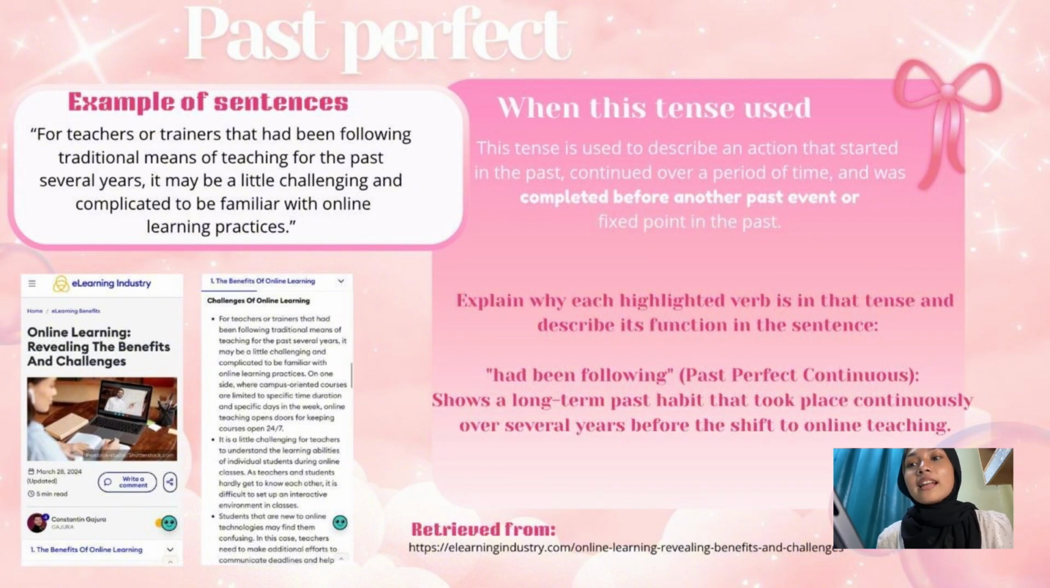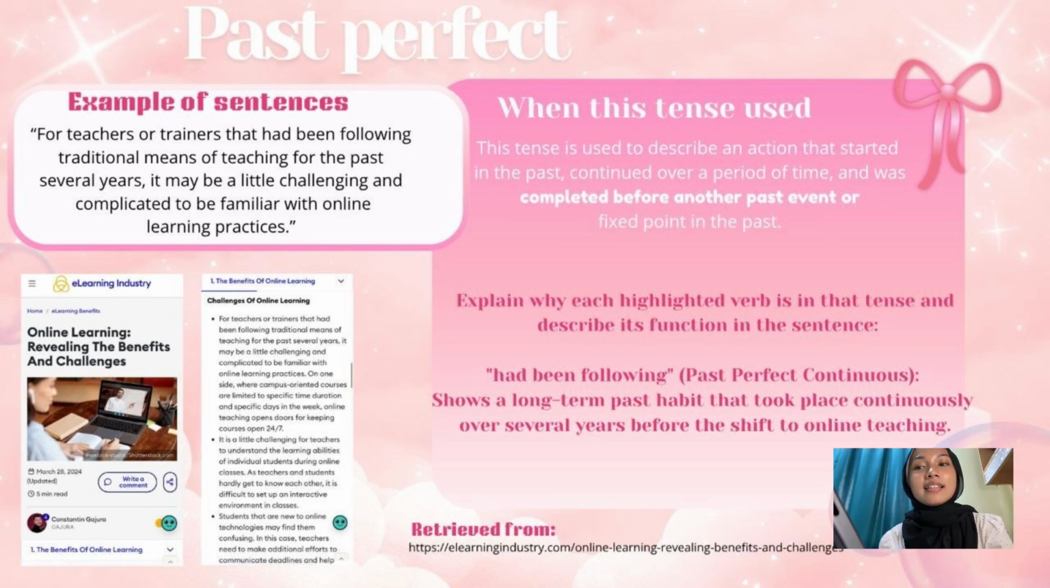So the example sentence that I found for the past tense, for example this: for teachers or trainees that had been following traditional means of teaching for the past several years, it might be a little challenging and complicated to be familiar with online learning practice. So the keyword is "had been". So "had been" is the perfect past tense. So we know that it happened in the past because of "had been".